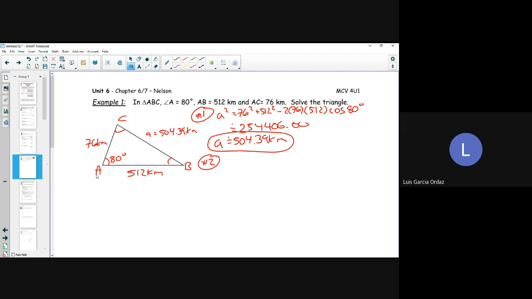We will use sine law. So I'm going to use the angle that I have and a side. Remember, because we're finding an angle, I'm going to have my sine ratios at the top. So you're going to have sine A over a is equal to sine B over b. When I isolate for sine B, I get, sorry, this should be lowercase b, b times sine A over a is equal to sine B.